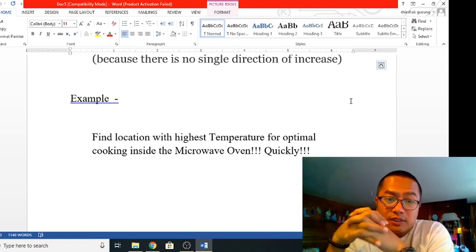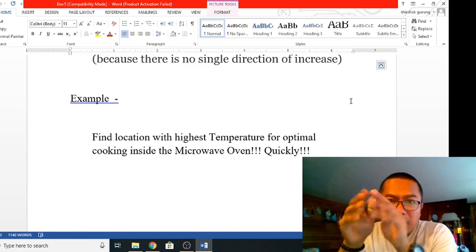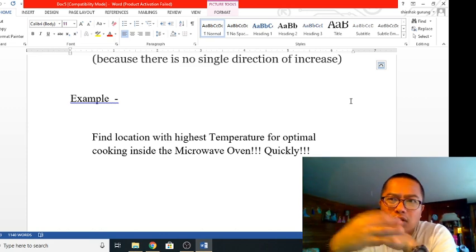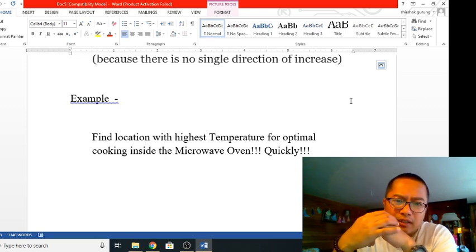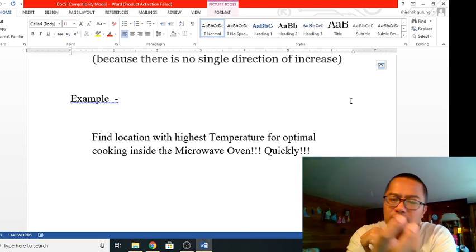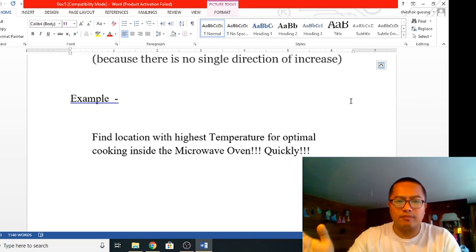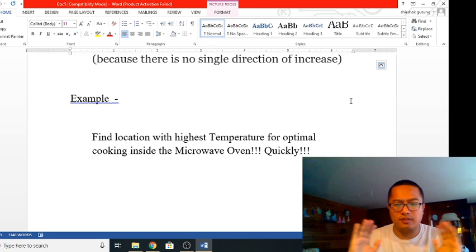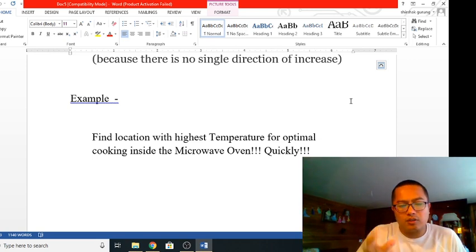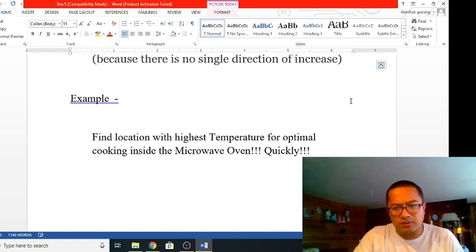Now here's a problem. We have a microwave oven, and in the microwave we are going to put some cake. The temperature is very different at each location in the microwave. The microwave is big, there is a box and there is a space, 2D space, 3D space. So you take your cake and you put it in one location, the temperature is something. You take it to another location, the temperature is something else.